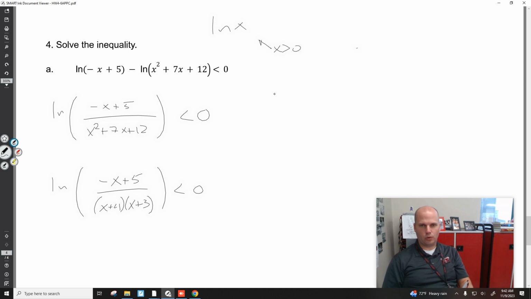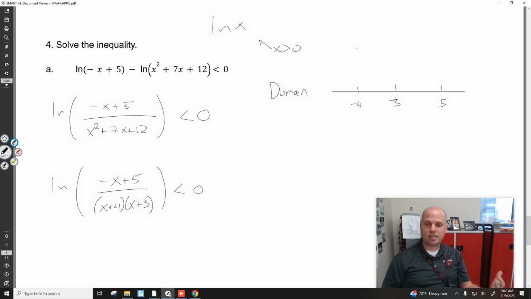So I'm going to create a domain sign analysis where I look at my values -4, -3, as well as 5. These are all of my zeros of my rational function inside the logarithm. I'm going to look at my signs around these zeros, just like if I was solving a rational function inequality. And this is our domain sign analysis.